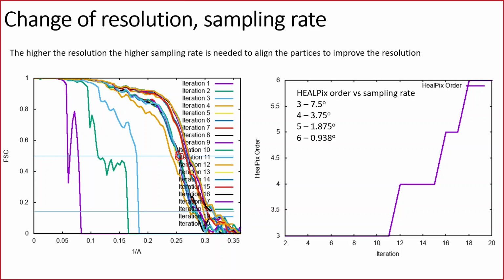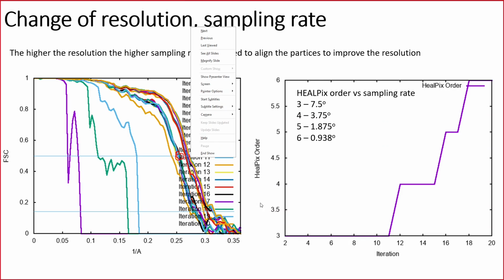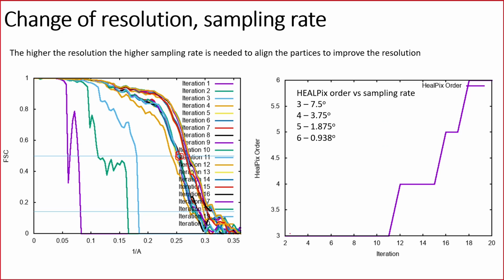The reason for that is that we are undersampling our angular space. So there we need to switch to a finer angular sampling, and then we can improve the resolution until some moment where there is no improvement at all. And this is what we can see: for the first 10, 11 iterations, here we have this 11th iteration, we have a HEALPix order 3 sampling rate, which is 7.5 degrees.